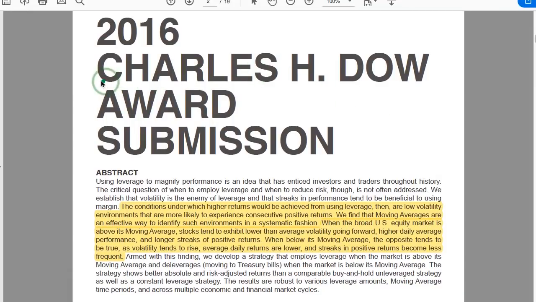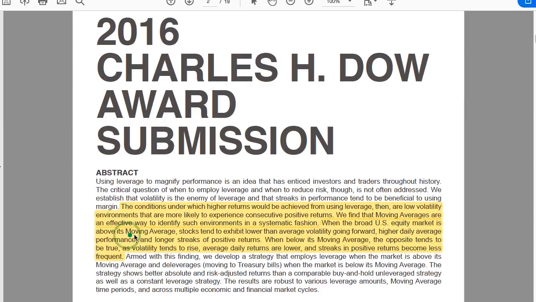This paper did win the Charles Dow Award from the CMT Association in 2016. I've highlighted a couple of sentences and paragraphs here that I'd like to go over. Basically, the abstract says the conditions under which higher returns would be achieved from using leverage are low volatility environments that are more likely to experience consecutive positive returns, which is what we basically had in 2017, 2013. We find that moving averages are an effective way to identify such environments in a systematic fashion, no guesswork.